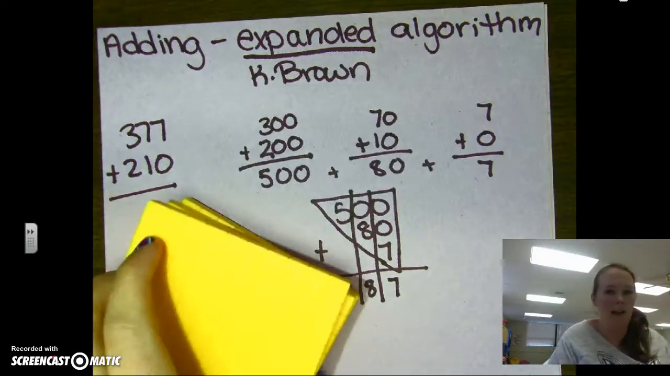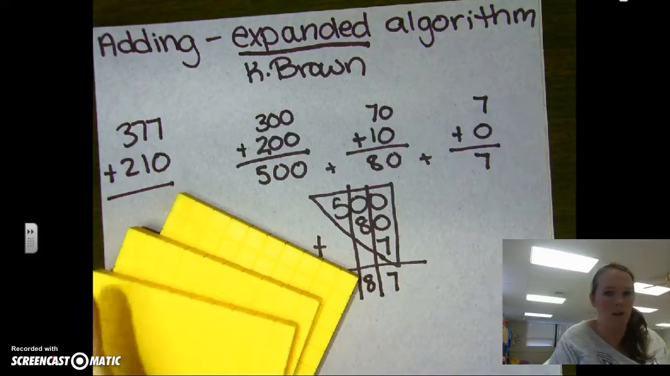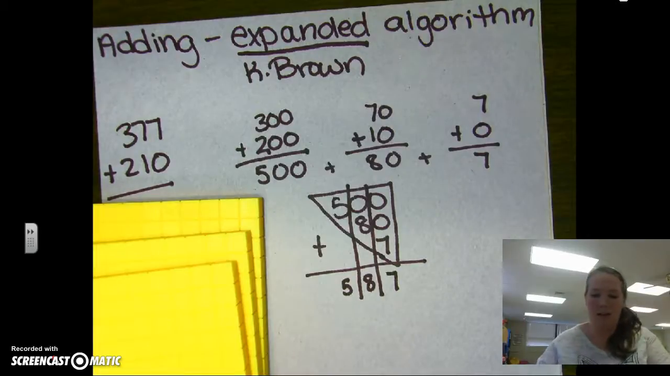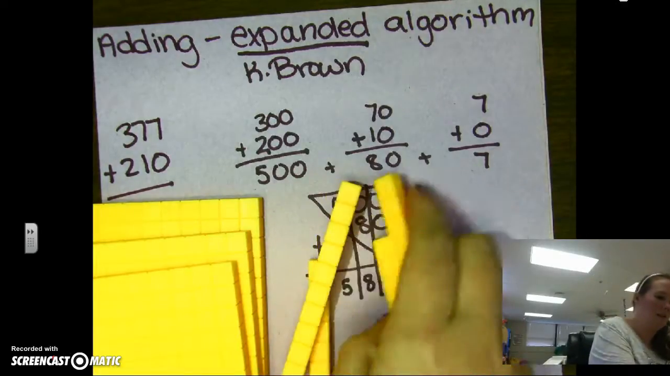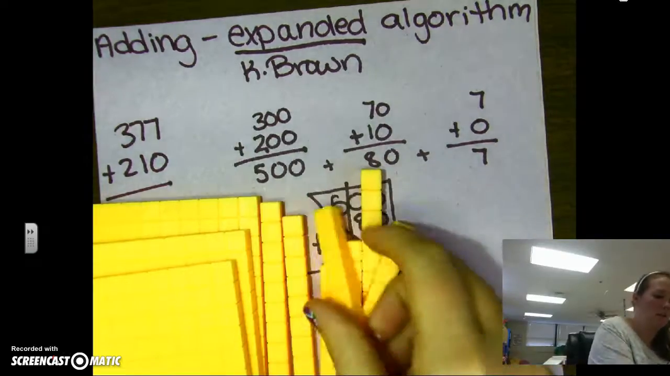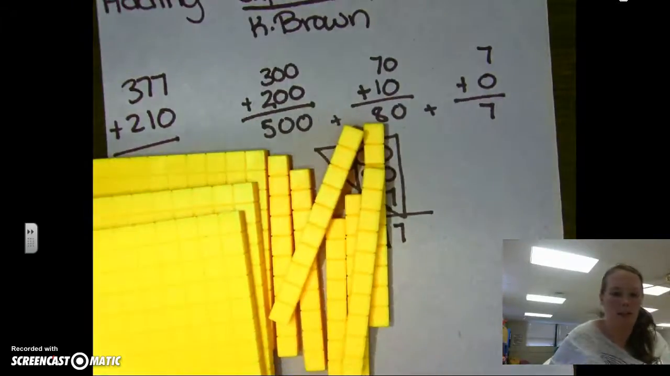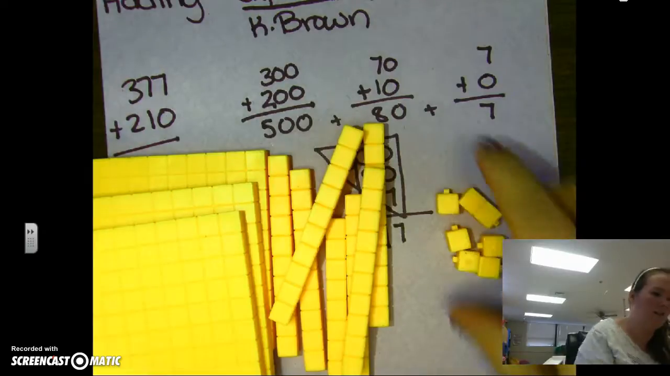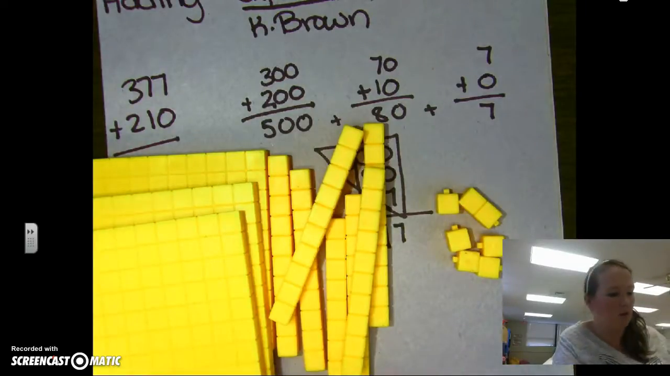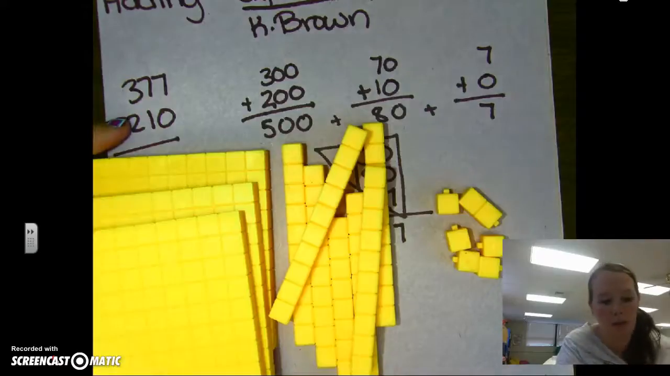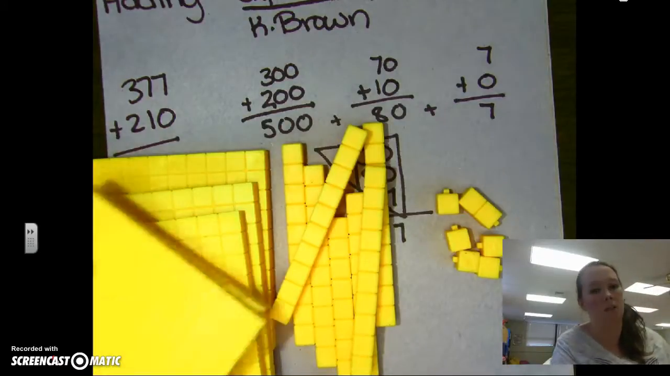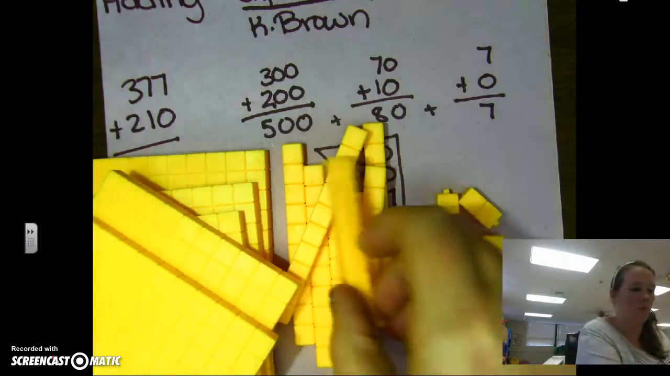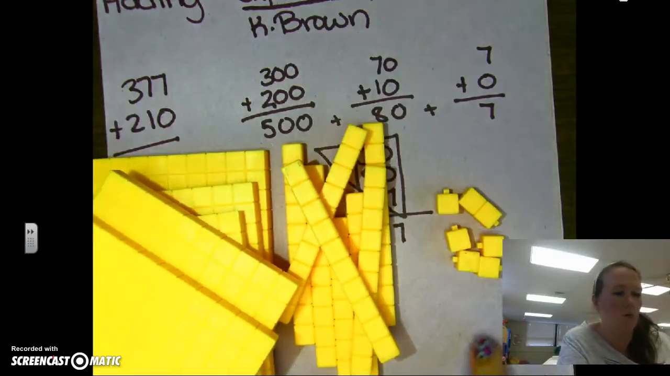So here I have 3 hundreds blocks. I have 7 10 rods. And I have 7 cubes. 2, 4, 6, 7. Now I'm also going to add to that 210. So I need 2 more hundreds. 1, 2. I need 1 more 10. 1. And I don't need any more ones.